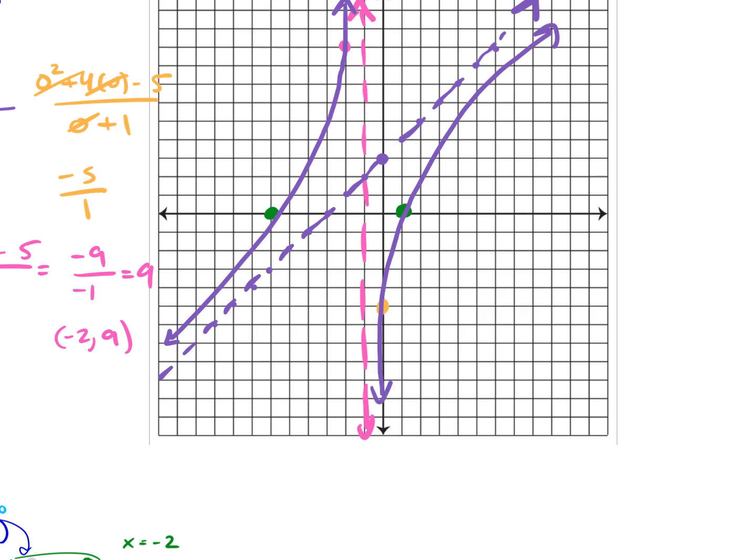So as we go out to infinity, we're going to get closer and closer to our asymptotes. Remember, your graphs are going to be functions, so you're not going to have part of your graph on top of another part.